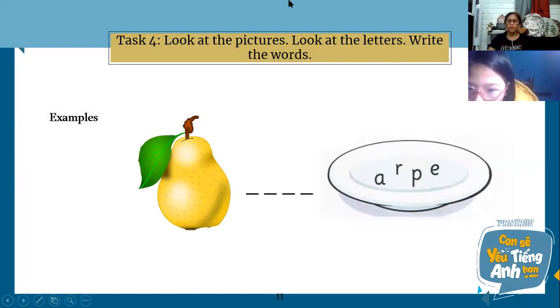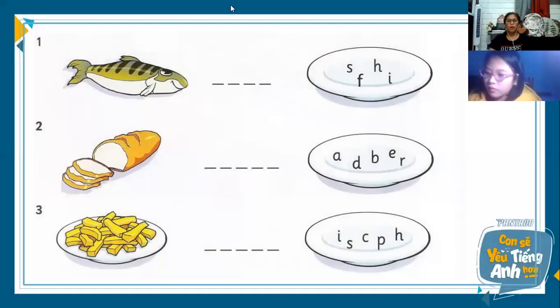Look at the pictures. Look at the letters. Write the words. Example. What is this? This is. What is the example? What do you think is the answer? Here. Okay, that's the example. Okay, now you have to do this.